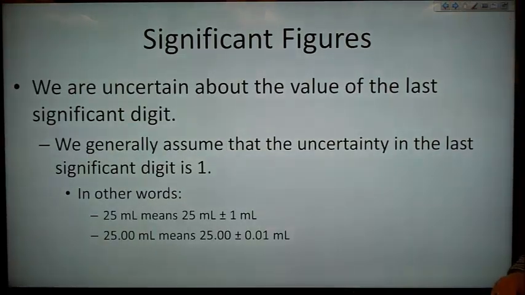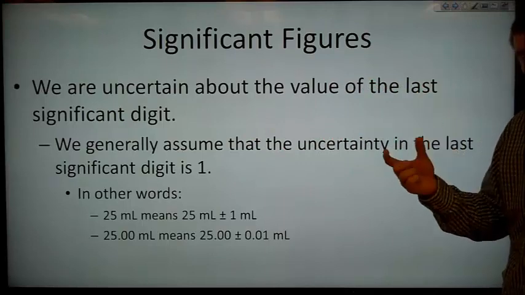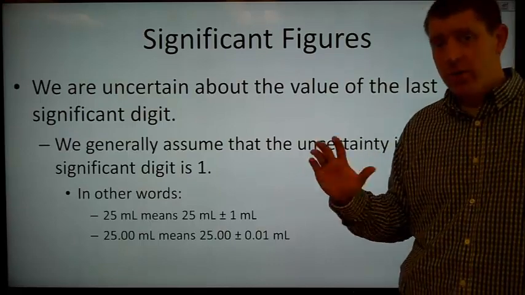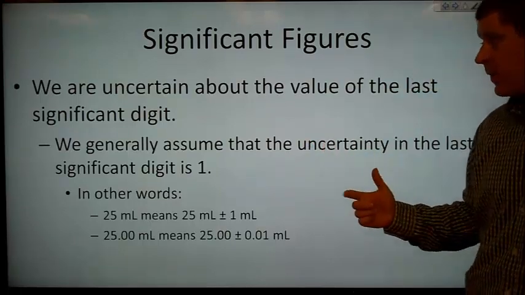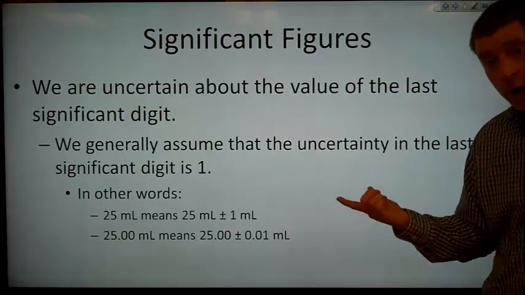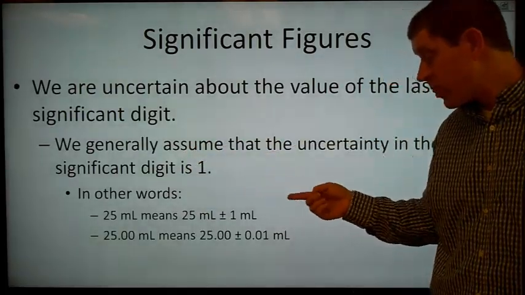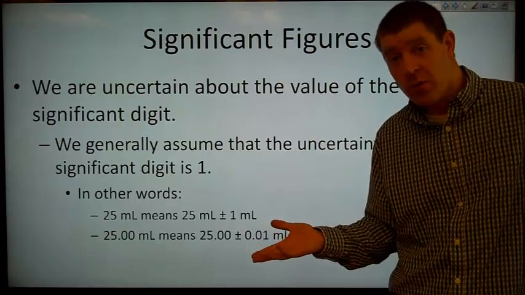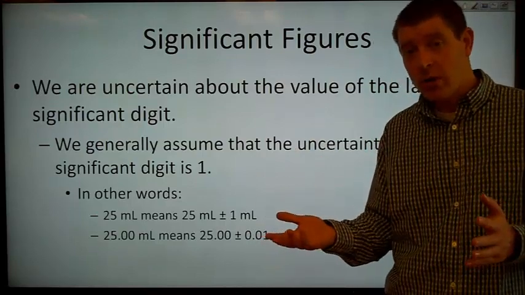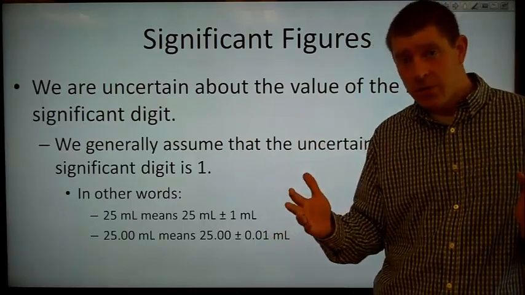So, again, we're uncertain about the value of the last significant digit. We still call it significant because it's a guess. It's an educated guess, but it's still a guess. So we're uncertain in that value to some degree. And generally, we assume that the uncertainty in that last significant digit is 1. So 25 milliliters means 25 milliliters plus or minus 1 milliliter. So maybe it's 24 milliliters, or maybe it's 26, or maybe it's 24.8 milliliters. We don't know. All we know is that it's somewhere between 24 and 26 milliliters.